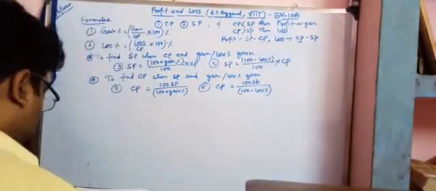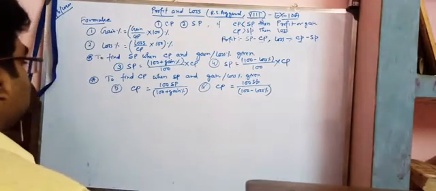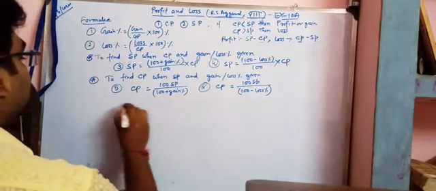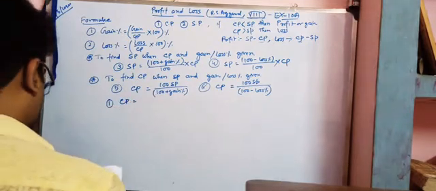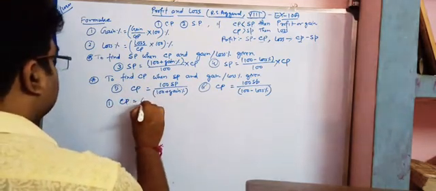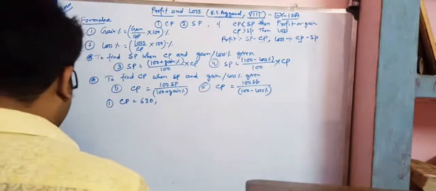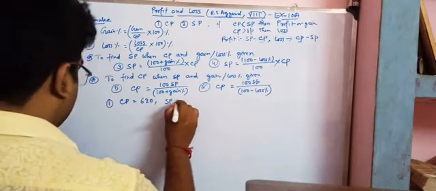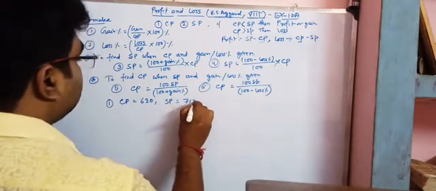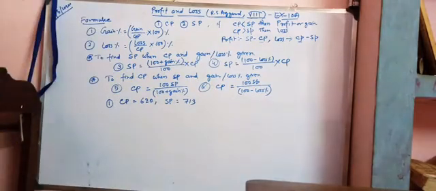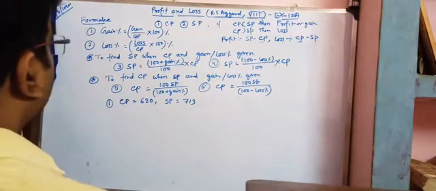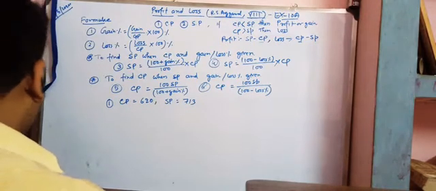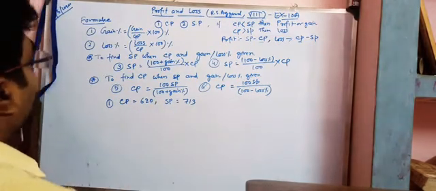Exercise 10A, first question, CP is given. CP is equal to rupees 620 and SP is equal to rupees 713. So you have to find the gain or loss percentage. Not just gain or loss, you have to find whether it is a gain or a loss.